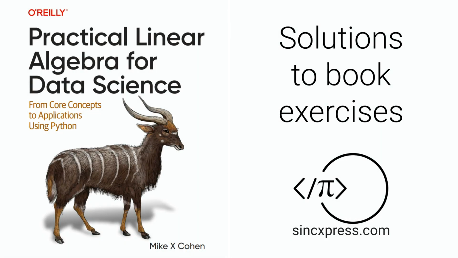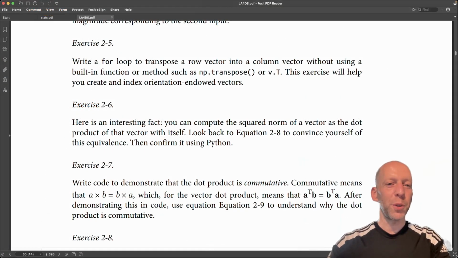So here we are with exercise 5 in chapter 2. The goal here is to implement the transpose operation without using numpy.transpose or the built-in method on a numpy array, .T. So remember, the transpose operation will transform a row vector into a column vector and a column vector into a row vector. So it basically just swaps the orientations.